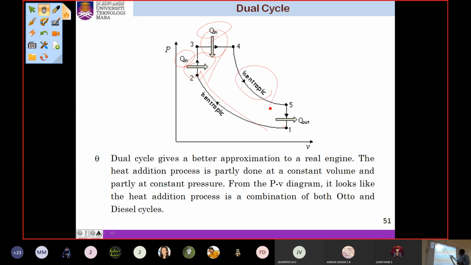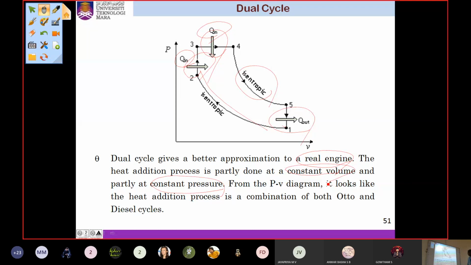Then we have isentropic expansion, and finally the constant volume heat rejection. We have only Q out. We can remember that. The real cycle gives a better approximation to a real engine, so this cycle is an example for a real engine. The heat addition process is partly done at constant volume and partly at constant pressure. So both together will give you the heat addition.